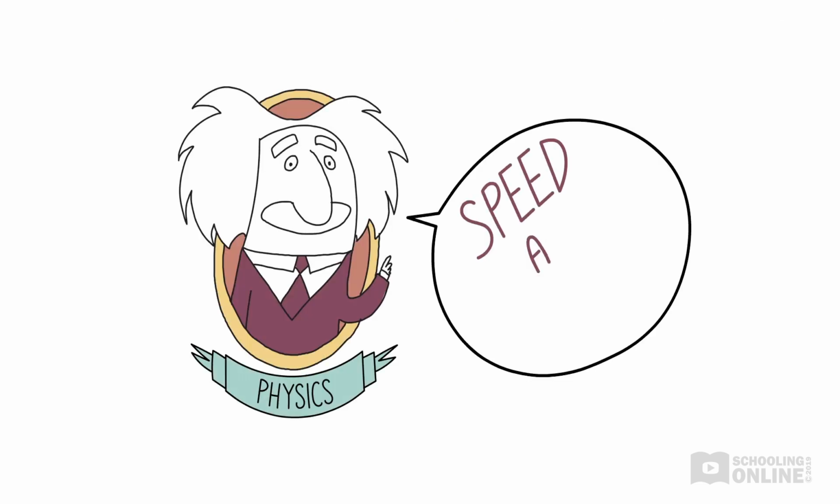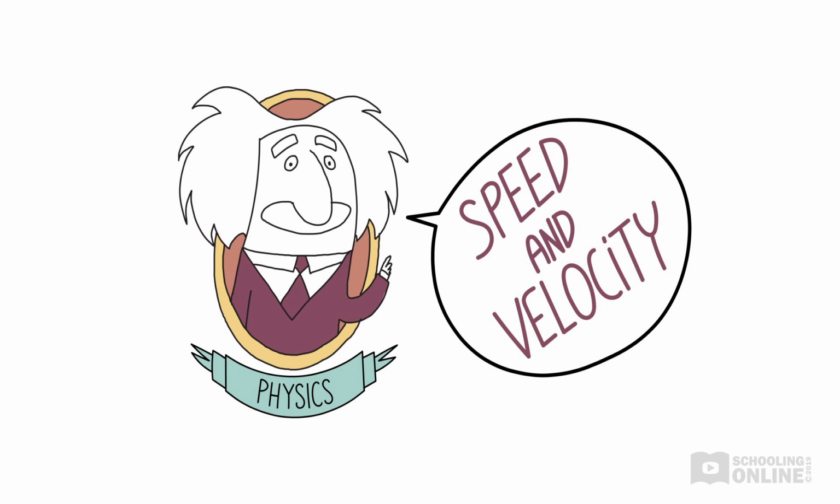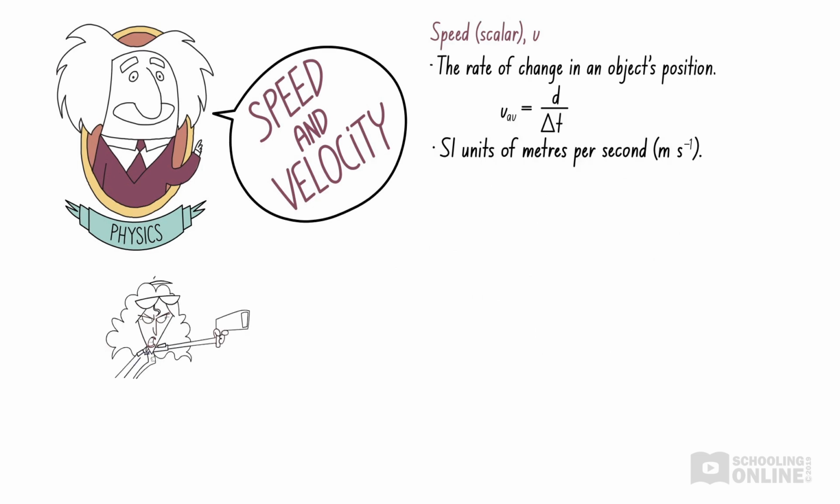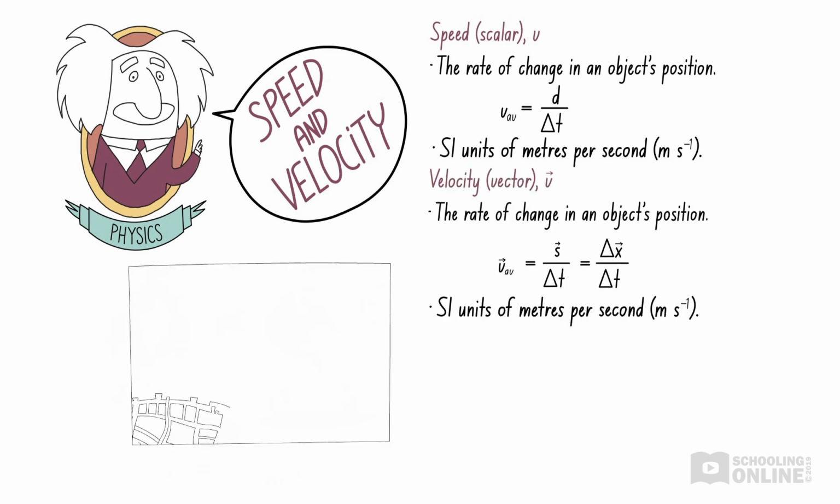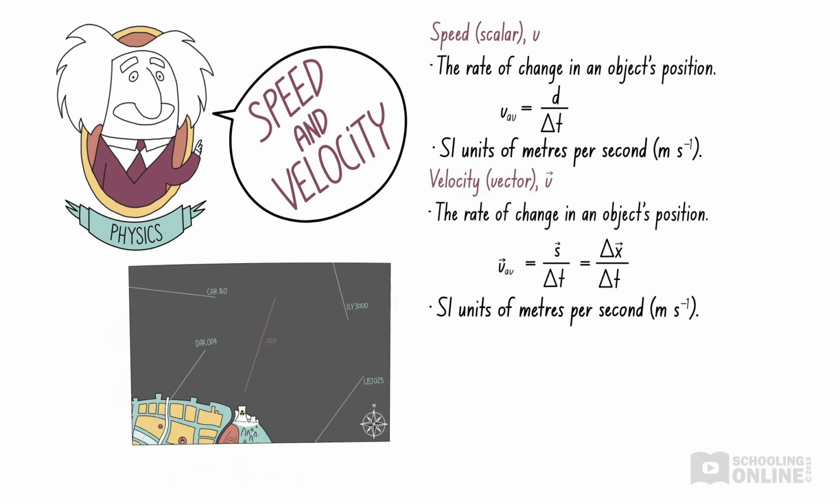Let's revise what we've covered in this lesson. In the HSC Physics course, you will need to understand the key differences between speed and velocity and perform calculations involving both quantities. Speed is a scalar quantity equal to the rate of change in an object's position. It has SI units of metres per second and is represented in equations by lowercase v. Meanwhile, velocity is a vector quantity equal to the rate of change in an object's position. It also has SI units of metres per second and is represented by a lowercase v with an arrow on top.